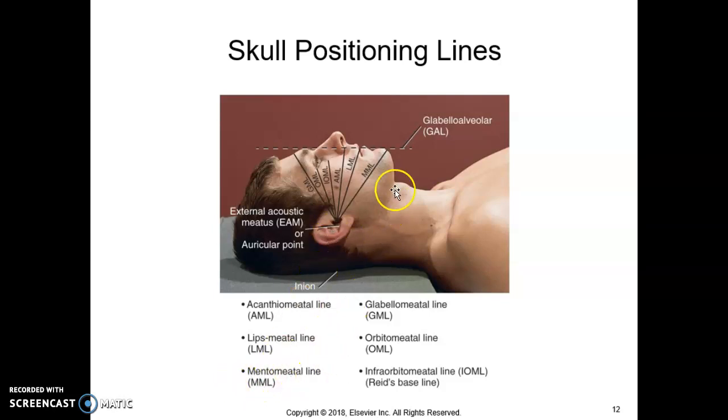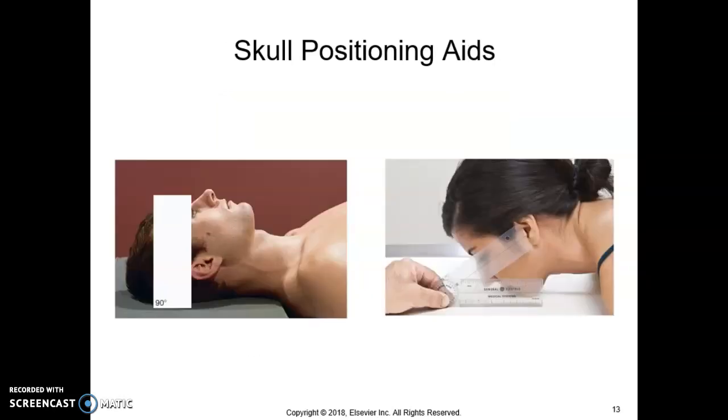We have the mental meatal line, the MML, the glabellomeatal line, or the GML. We have the orbital meatal line, the OML, and the infraorbital meatal line, or the IOML. It's also known as Reid's baseline. With additional, up top here, the glabellar alveolar line, which is basically another way to describe your mid-sagittal. So, again, really review this terminology and become familiar with it.